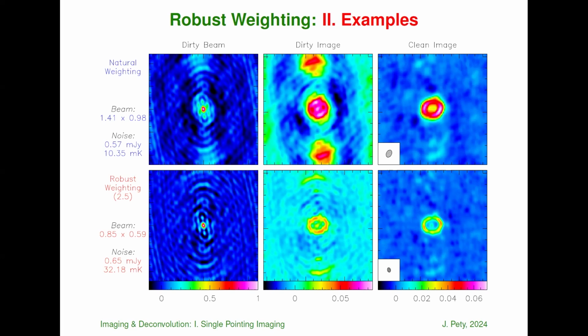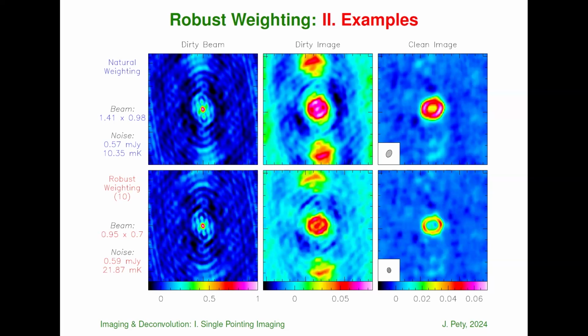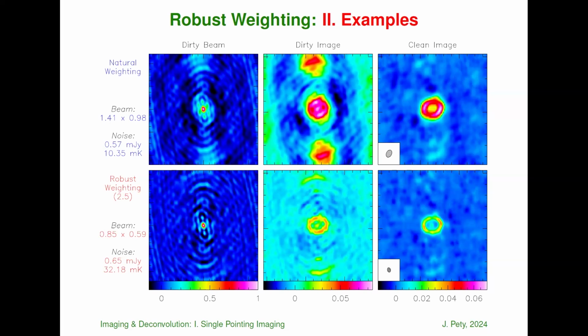So why should we not always use this? Well, there is a price to pay. It's never free, and the price goes into the noise. Let's look at the noise level. With a large threshold, you get the same noise level as the natural weighting, but with a low threshold, you're increasing your noise value quite a lot.